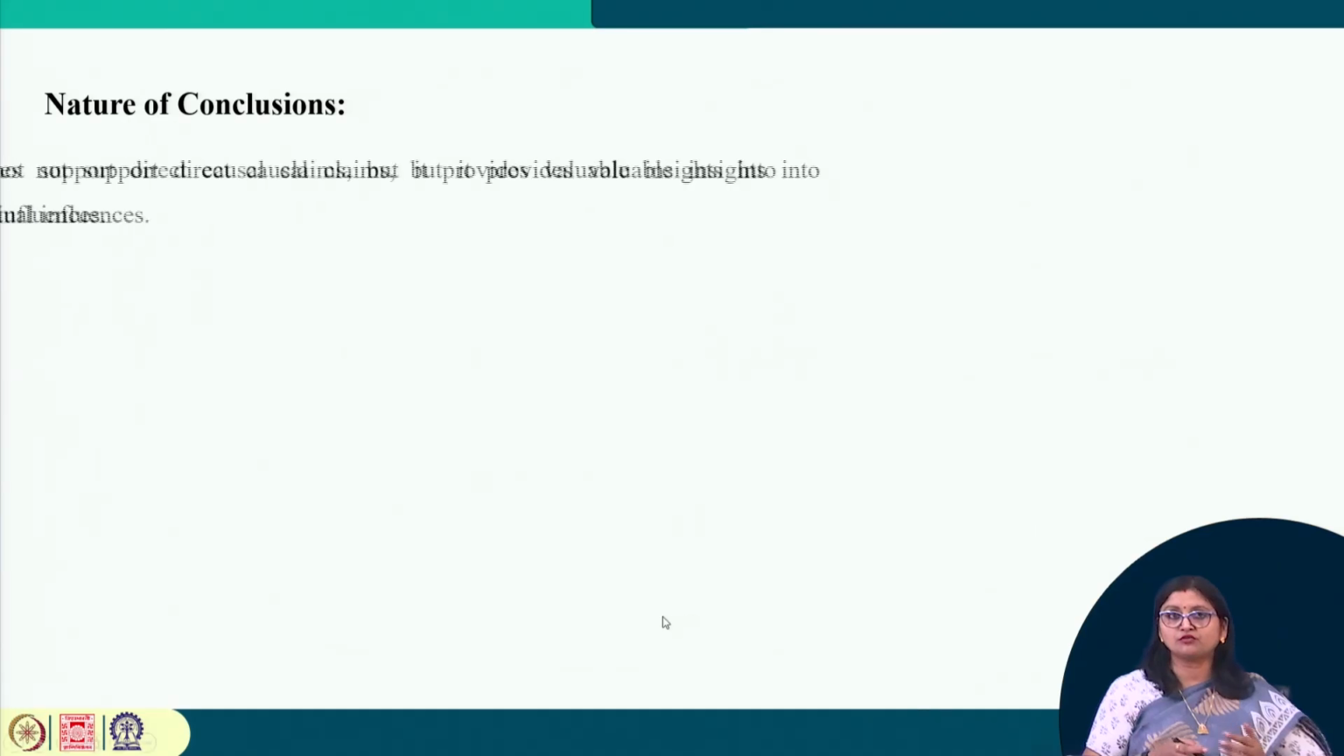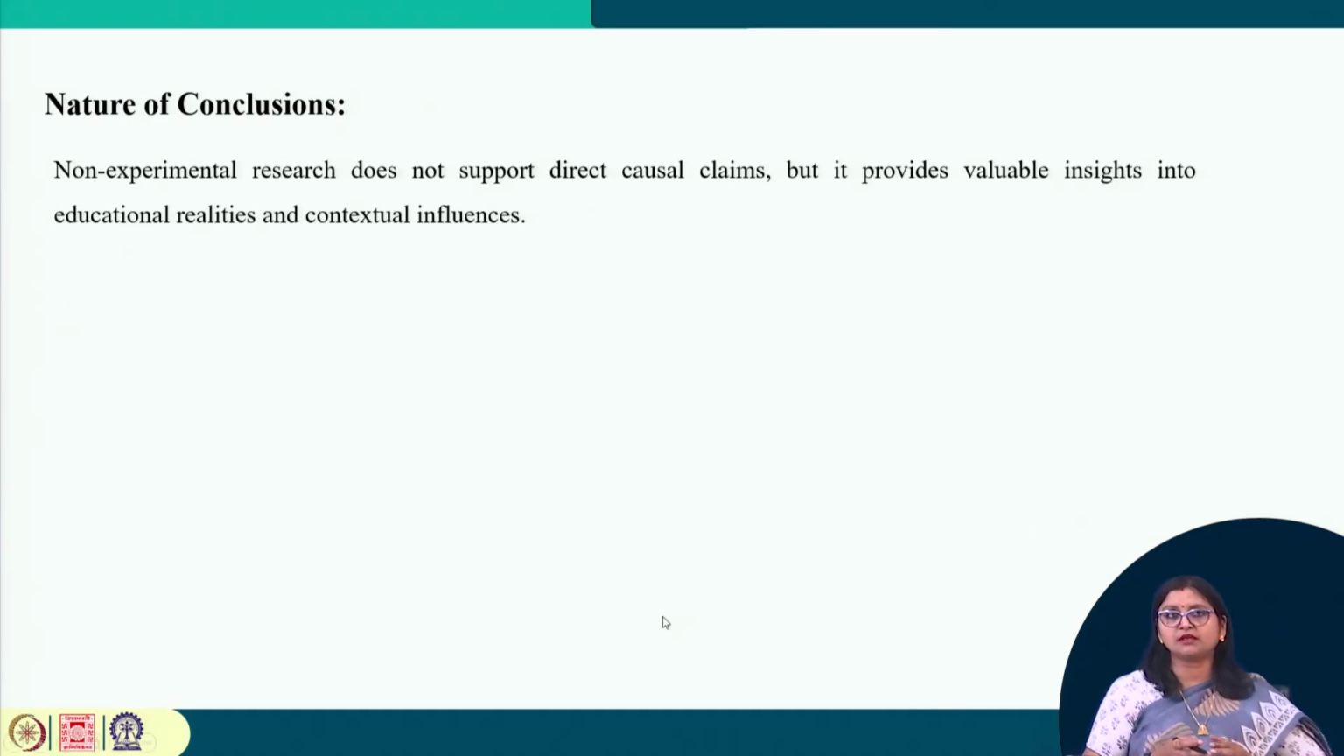Now, the nature of conclusions: what kind of conclusions come from non-experimental research? Non-experimental research does not support direct causal claims, but it provides valuable insight into educational realities and contextual influences. These contextual influences are important for daily life scenarios where research is being conducted in a natural environment.